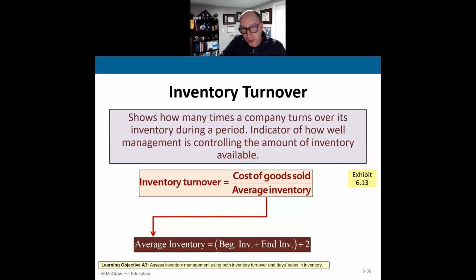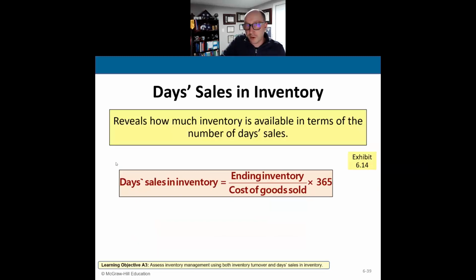We take cost of goods sold from the income statement divided by average inventory. As I mentioned, the word average in accounting, we take the beginning balance plus the ending balance divided by 2 to find the average. Another one is called days sales in inventory. This tells us how many days it takes to sell the inventory. Pretty straightforward, right? We take our ending inventory balance from our balance sheet divided by our cost of goods sold from our income statement times 365 days. How many days it takes.